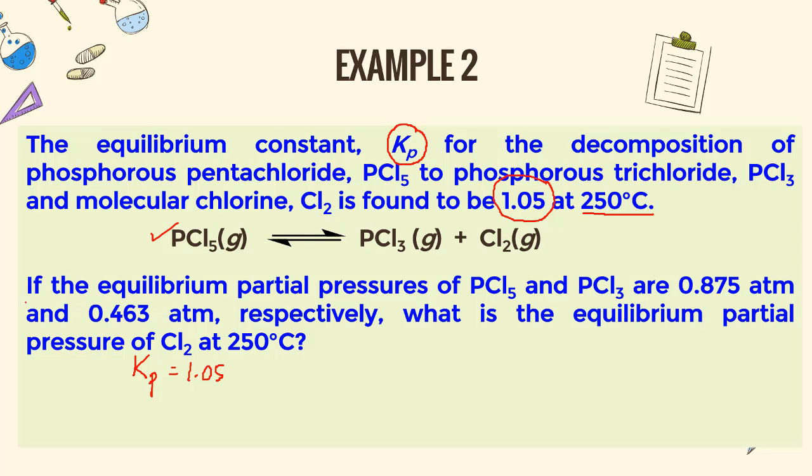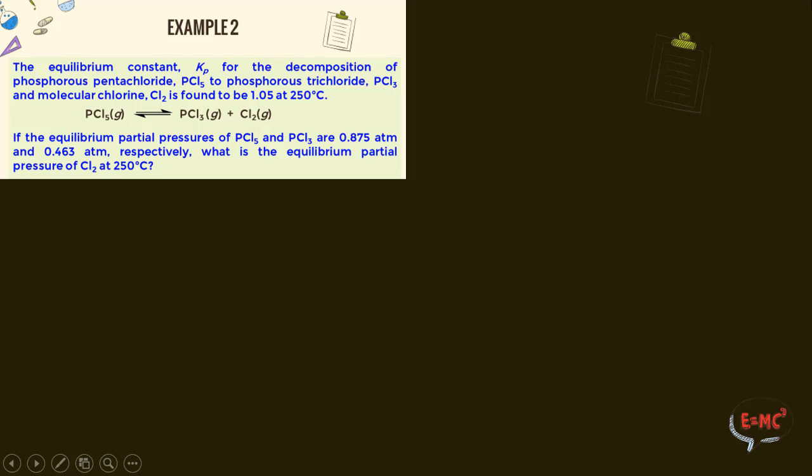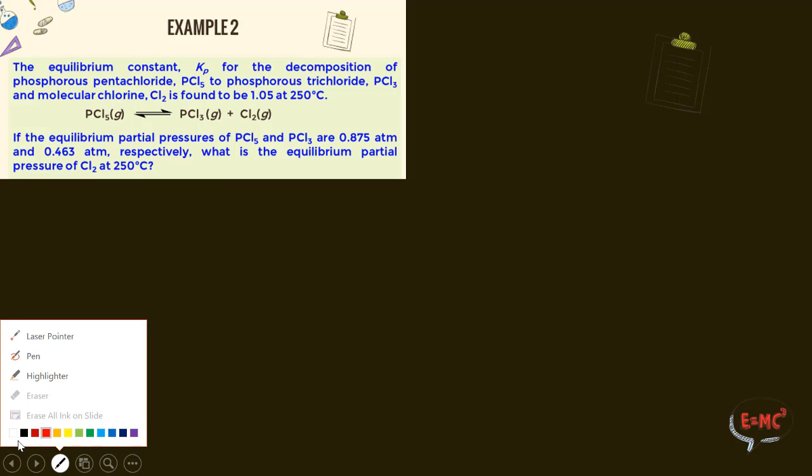Okay, and then kita sudah ada equilibrium partial pressures for PCl5 and PCl3. So yang kita tak tahu adalah partial pressure at equilibrium for molecular chlorine Cl2. Okay, so kita cuba organize maklumat tersebut, kita susun balik. Okay kelas, so kita tulis semula, organize semula maklumat tadi.